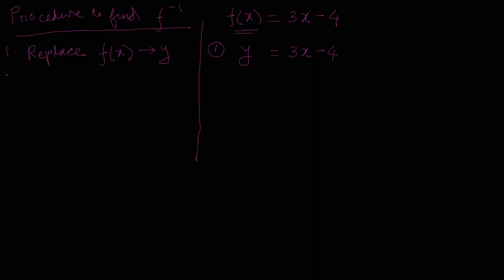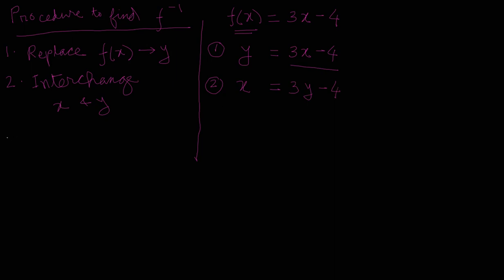Step number two is interchange x and y. In step number 2 I have y equals 3x minus 4. So for y I am going to write x, and in every place I have x, I am going to write y. So what I am going to write is x equals 3y minus 4. So this is my step number 2.